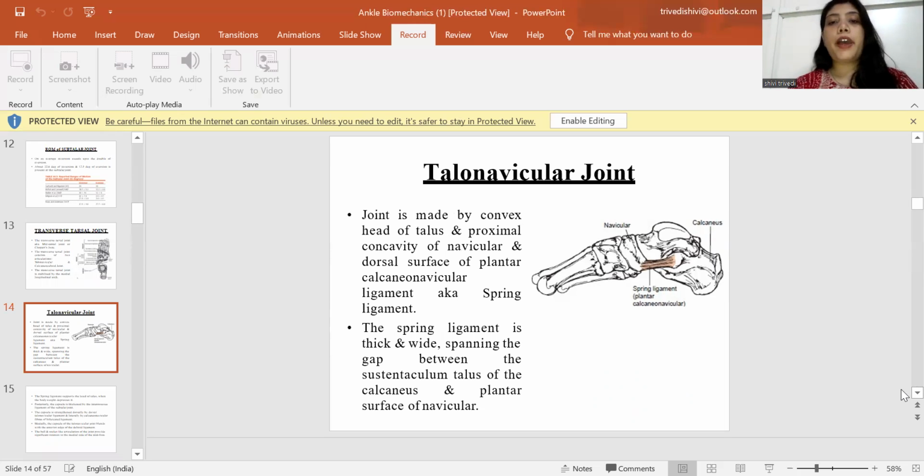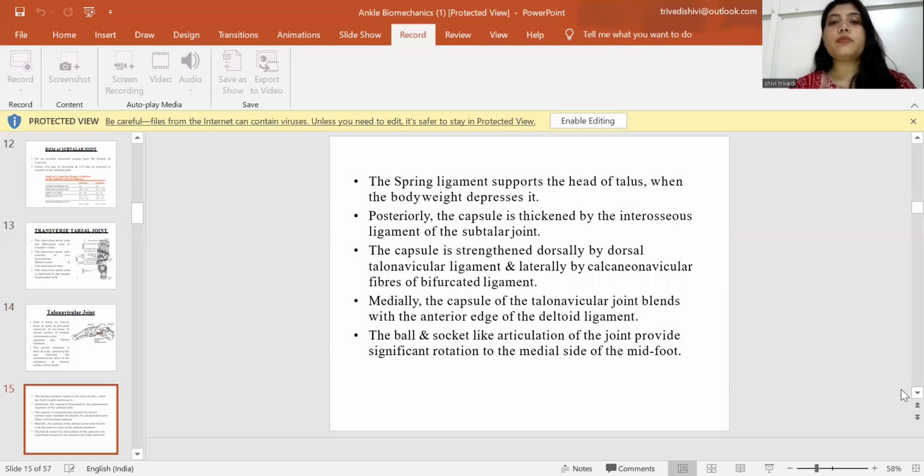The joint is made by the convex head of the talus and the proximal concavity of the navicular, and the dorsal surface of the plantar calcaneonavicular ligament, the spring ligament. The spring ligament is thick and wide, spanning the gap between the sustentaculum tali of the calcaneus and the plantar surface of the navicular. The spring ligament supports the head of the talus when the body weight depresses it.